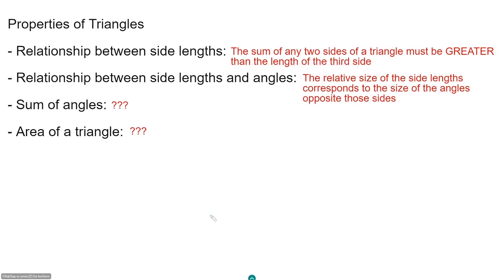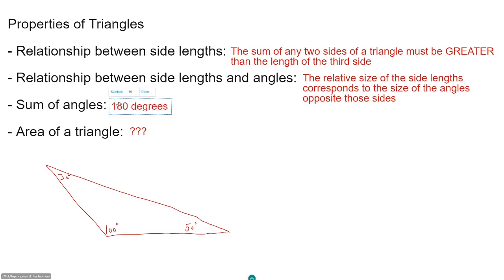So say I have a triangle that looks like this, and I say I have an angle here that measures 100 degrees. Then let's say this guy here is 50 degrees, and this guy here is 30 degrees. So this actually touches on our third rule here. The sum of the angles of a triangle must be 180 degrees. So we can fill that guy in.